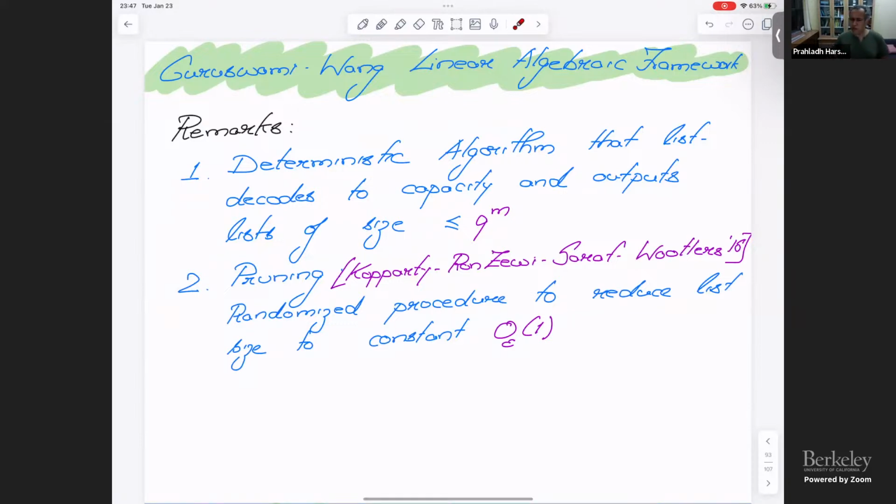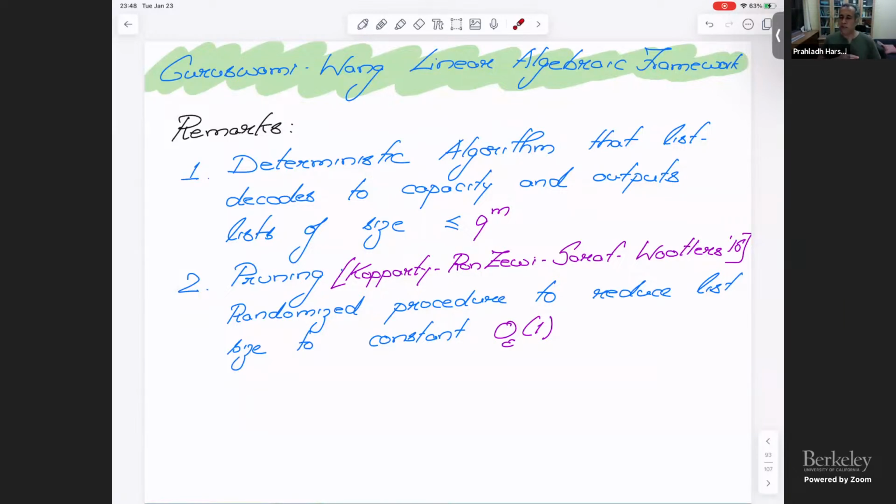Subsequent to this, in very recent work, about 5 years ago, Kopparty, Ron-Zewi, Saraf, and Wootters observed that the list size can actually be reduced considerably from q to the m, which seems to be a polynomially large function. They show that you can reduce it to a constant, depending on how close you are to capacity, order 1 over epsilon. This is a randomized procedure.